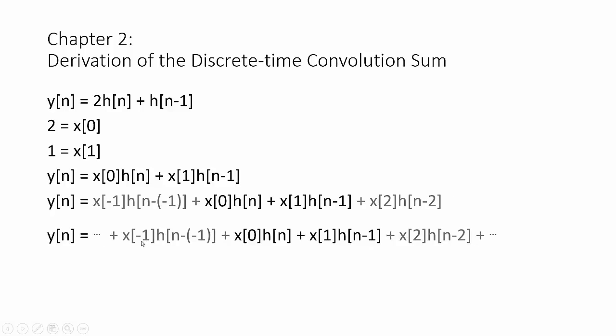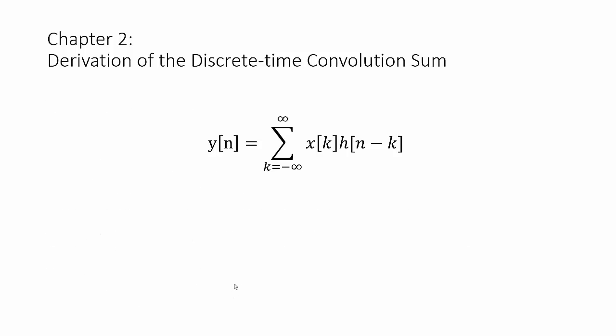This time argument for x, we can consider the variable k. So we're going to produce our y of n by adding up these x's times these h's for k starting at minus infinity, going positive until we reach positive infinity. That k value is also the amount of shift in our h. We can generalize this in this convolution sum, where we're adding over k values, going from minus infinity to plus infinity, of h's shifted by an amount k. This is our convolution sum.